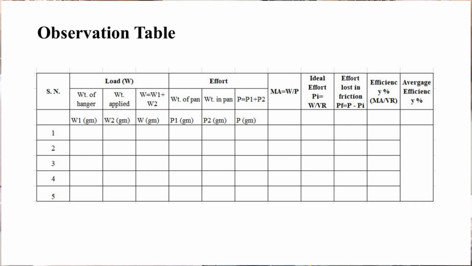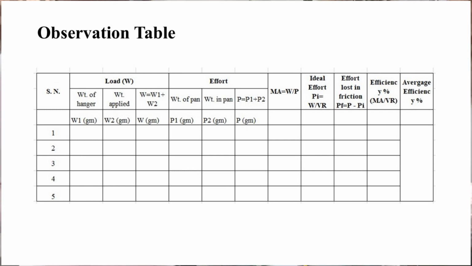Here there is no hanger, so we will consider the weight of the hanger as 0, and the weight applied, that value we have to enter in the weight applied column. The total weight is 0 plus the actual weight applied on the top of the pulley. The second column is of effort.